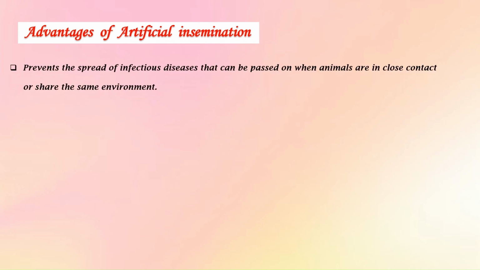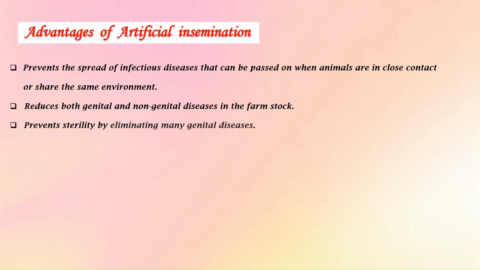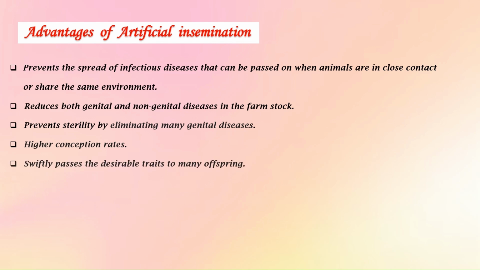Let's talk over a few advantages of artificial insemination. Artificial insemination prevents the spread of infectious diseases that can be passed on when animals are in close contact or share the same environment. Reduces both genital and non-genital diseases in the farm stock. Prevents sterility by eliminating many genital diseases. Higher conception rates. Swiftly passes the desirable traits to many offspring.